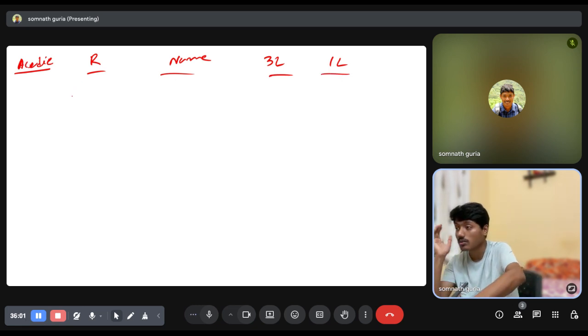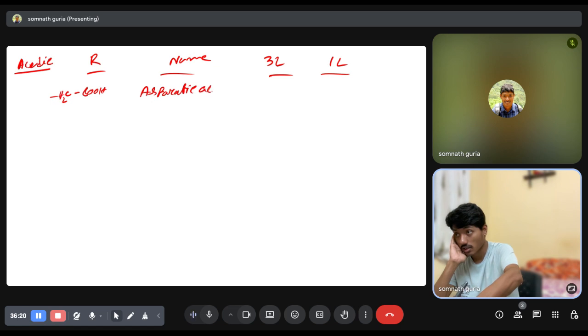Acidic ones. First one is aspartic acid. It is CH2COOH. That was the asparagine; now it becomes aspartic acid. This is known as ASP. Aspartic acid was the ASN. One letter code is D.